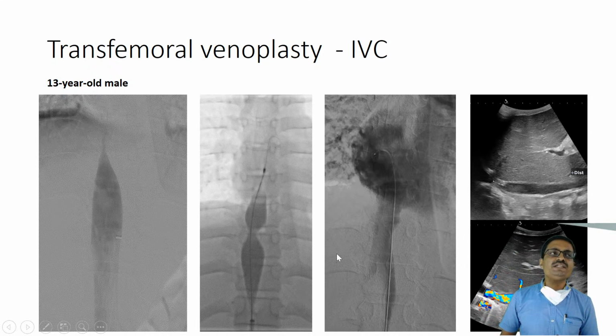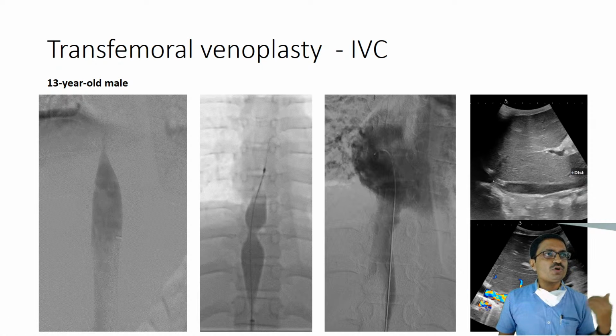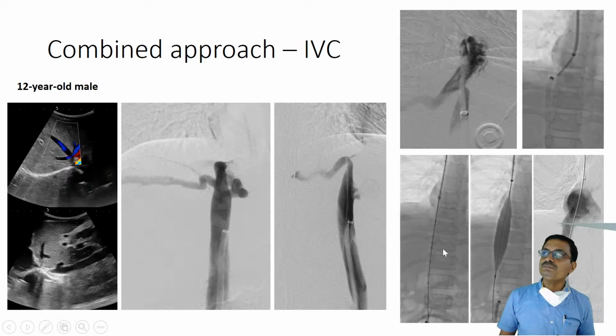Similarly, for IVC, almost always we start with the transfemoral route. This is the venogram showing occlusion of the suprahepatic IVC, and this is the balloon. We almost always do a venoplasty for IVC, because most of the time, because of the high flow there, venoplasty is usually enough to maintain patency once an angioplasty is done. This is the Doppler after the procedure showing good flow across.